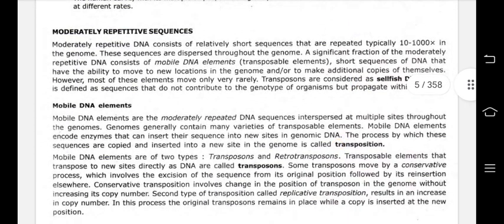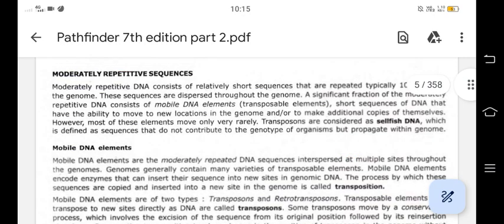Moderately repetitive sequences. Moderately repetitive DNA consists of relatively short sequences that are repeated typically 1 to 10,000 times in the genome. These sequences are dispersed throughout the genome. A significant fraction of the moderately repetitive DNA consists of mobile DNA elements.